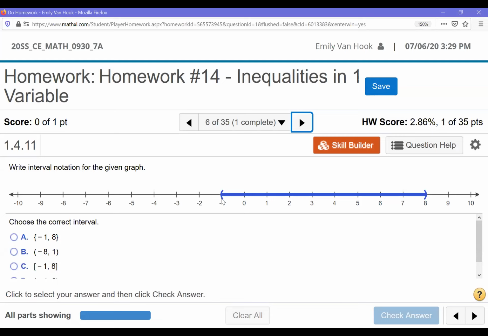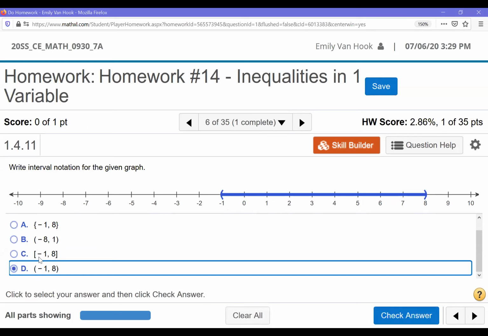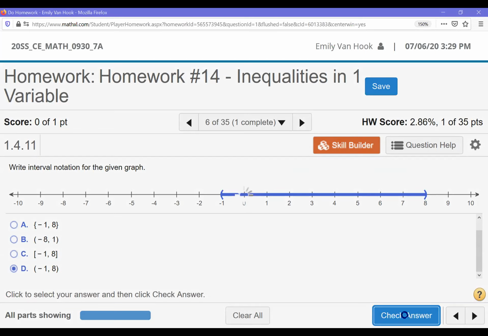All right, now number 6, we see a graph, and then we get to choose the correct interval. The graph goes from -1 to 8, parentheses on both numbers. That pretty much gives it away. Look at your choices. It's the one that has parentheses around -1, and then a comma, and then parentheses around the 8. That's going to be choice D. Make sure the order is correct, and make sure your symbols for your interval match the symbols for your number line.